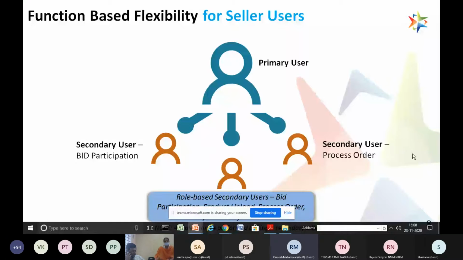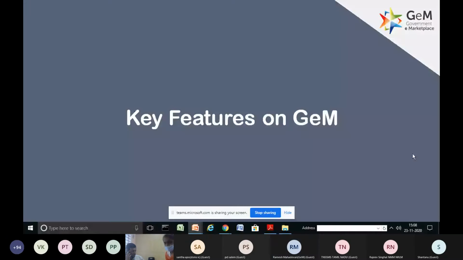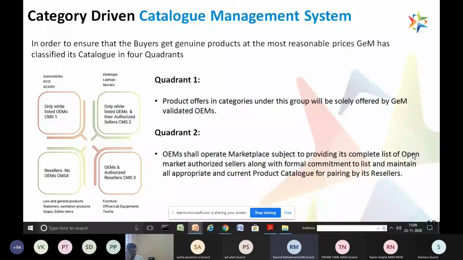So now there are a lot of new features in GeM, but let me not go into all the features; some features I'll be touching upon. In GeM, if your product is going to be under any of your categories, see, there are 4 quadrants available, but let us not worry about these things because you are going to have only those 5 categories. Those 5 categories have already been listed.